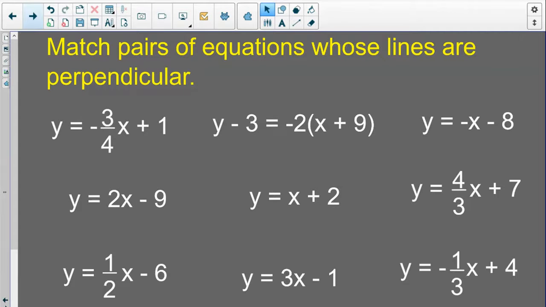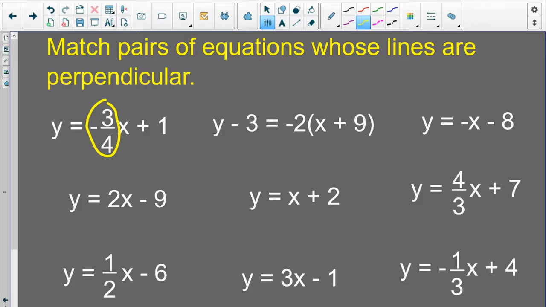So here's a little matching activity. Let's see if we can match equations together whose lines would be perpendicular. Let's start with this first equation, y equals negative 3/4 x plus 1. And what we're really looking for in the equation is we're identifying the slope of the line. And I can see that in my y equals mx plus b form, the slope of this line is negative 3/4.